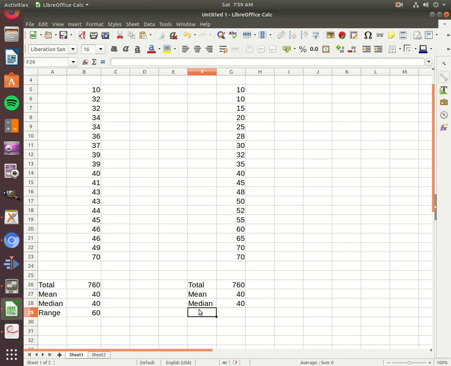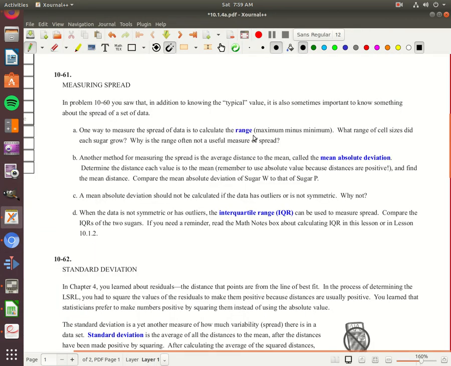And here, I'm going to have this biggest is 70, the smallest is 10. I'm also going to have a range of 60. So, again, not terribly conclusive. Again, the range of both is 60. Another method for measuring the spread is the average distance to the mean.